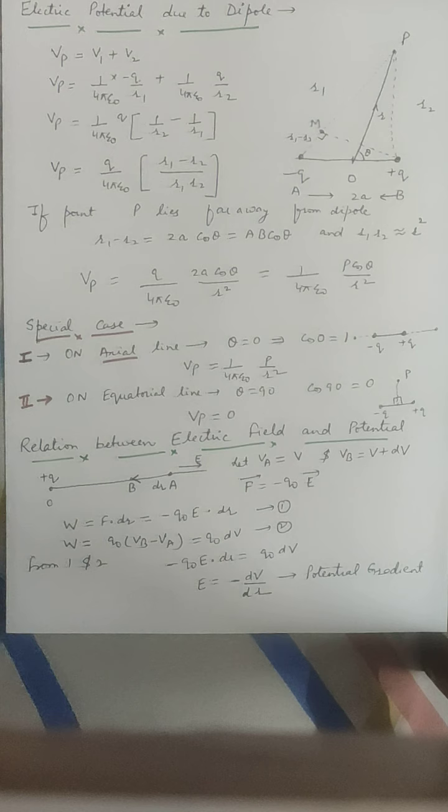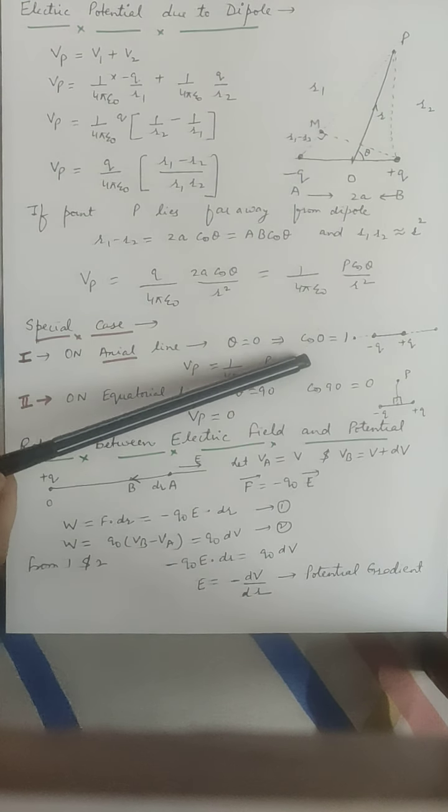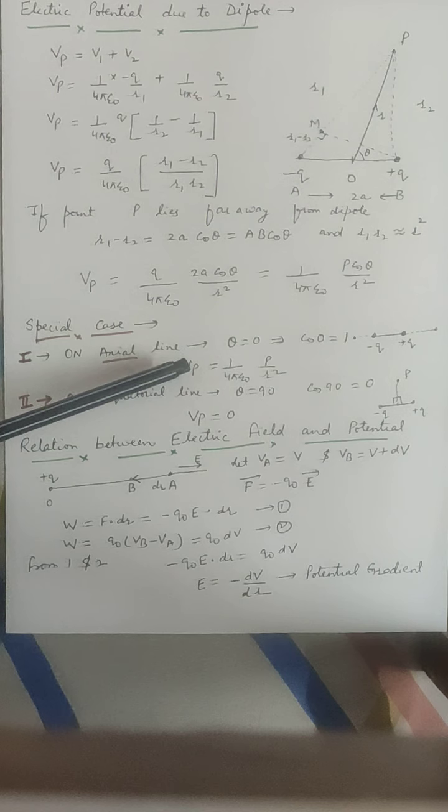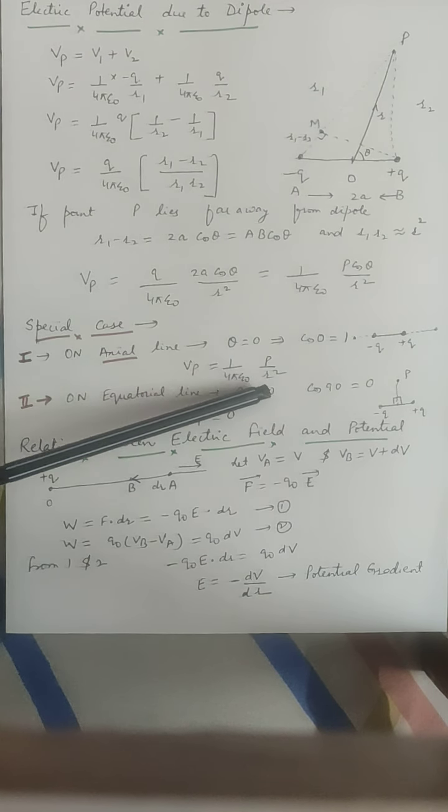Now we are discussing two most important cases. On the axial line, if this is a dipole, any point on the axis, either to this side or to this side, this angle becomes equal to 0. Now cos 0 is equal to 1. So the formula of potential becomes 1 upon 4 pi epsilon naught, P upon r square.